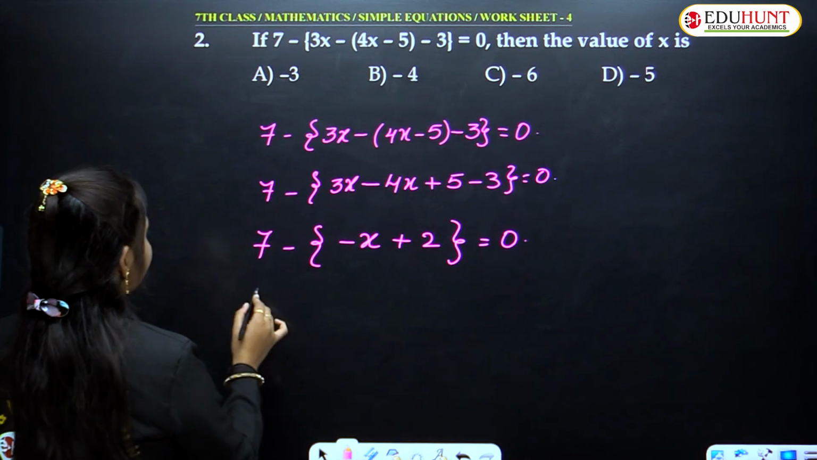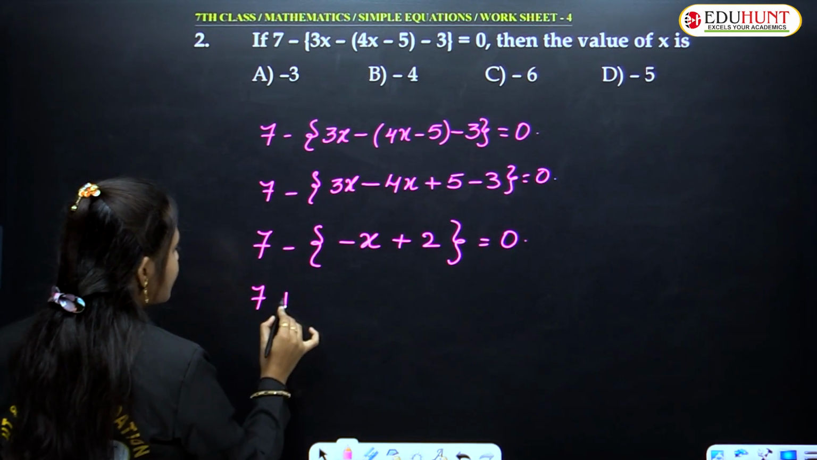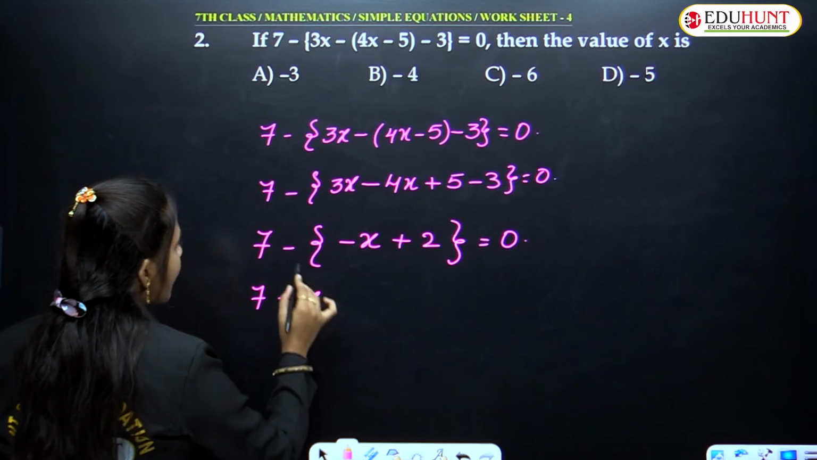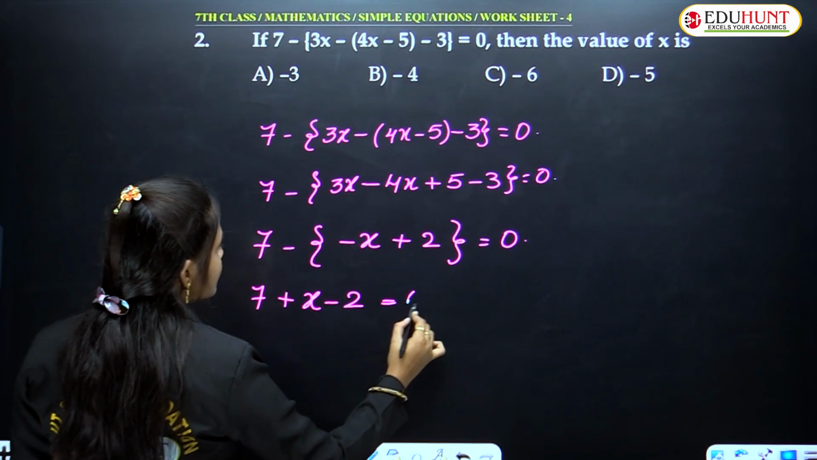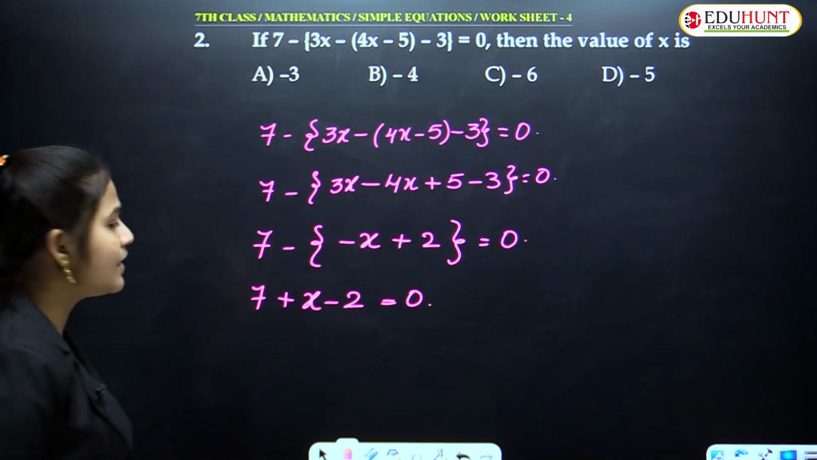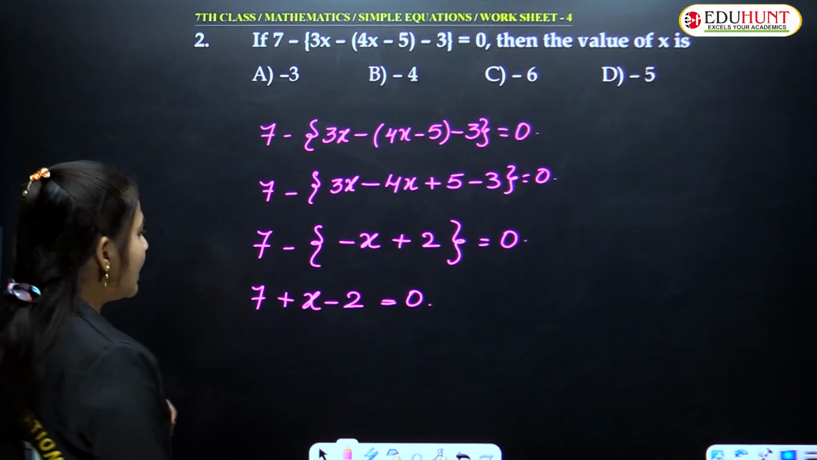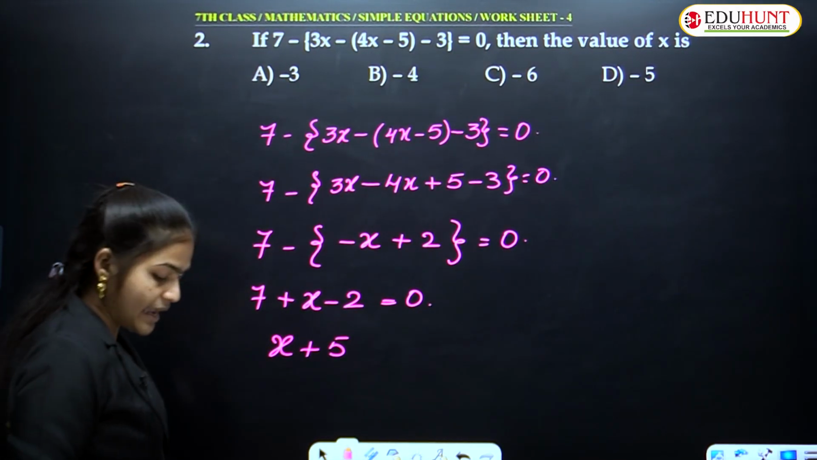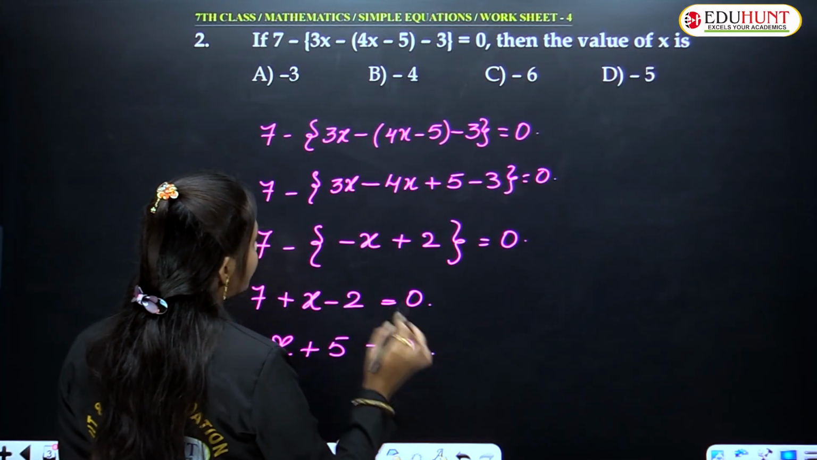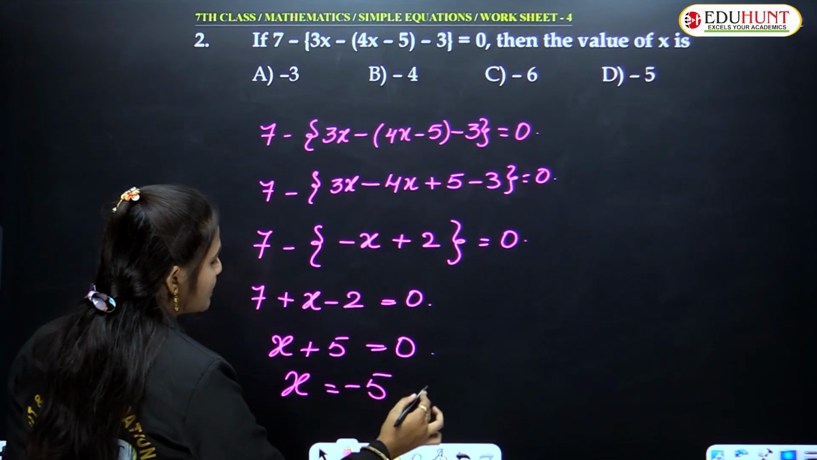Understand? Next, 7 minus of minus is there. So minus into minus is plus x. And here minus into plus is minus 2, which is equal to 0. Understand? And here 7 minus 2 is 5. Is that plus 5 or minus 5? Plus 5 only, no? So x plus 5 is equal to 0. From this one, x is equal to plus 5 becoming minus 5.